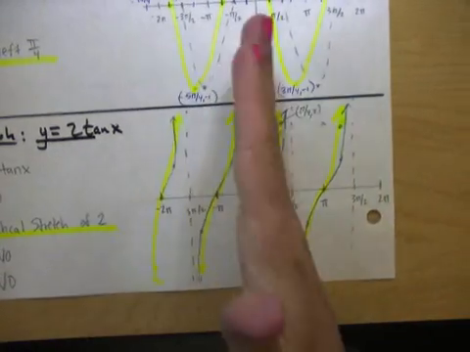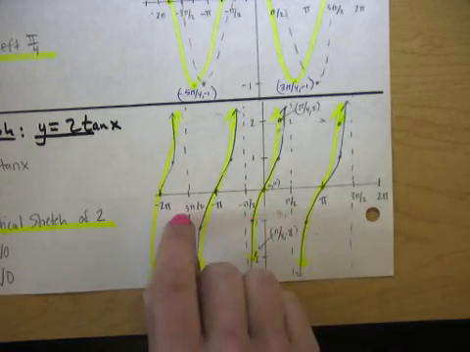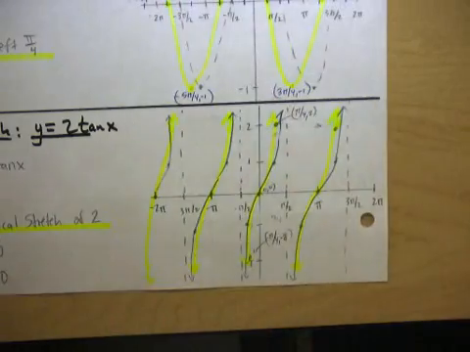And the domain is all real numbers except our asymptotes, which in this case are the same that we had last time. So all the odd multiples of pi over 2. The range is all real.